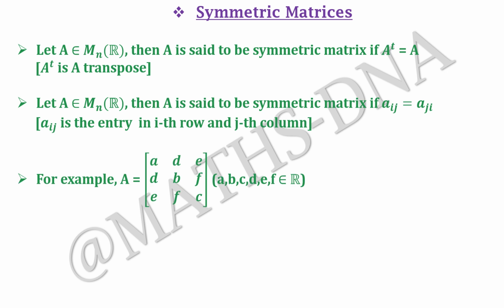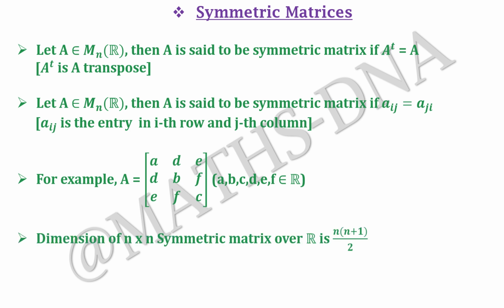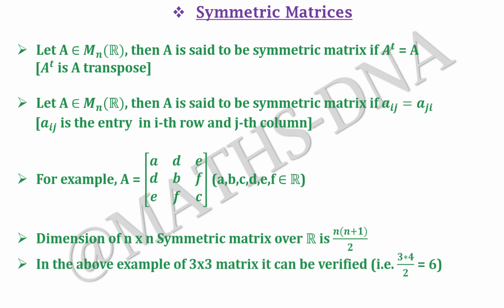You can also construct a 3 cross 3 symmetric matrix with diagonal entries as a, b, c and non-diagonal entries as d, e, f above the diagonal, where a, b, c, d, e and f belong to R, the set of real numbers. Also, the dimension of an n cross n symmetric matrix over R, the set of real numbers, is n into n plus 1 by 2, and you can easily verify it from the above given example. As the example is of order 3 cross 3 and its dimension is 6, that is 3 into 4 by 2, which is equal to 6.